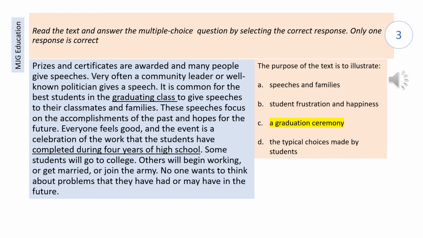Now here, when they ask you what does it illustrate, you're going to have to read the whole text and try and understand the gist of what's going on. In this sort of prompt, usually the answers, like A, speeches and families, that's too specific. Or like D, the typical choices made by students, that's too general. And then you'll probably get a misleading one or something that's related but it doesn't quite fit, like student frustration and happiness. Though they talk about problems in the last sentence, it doesn't really fit at all.